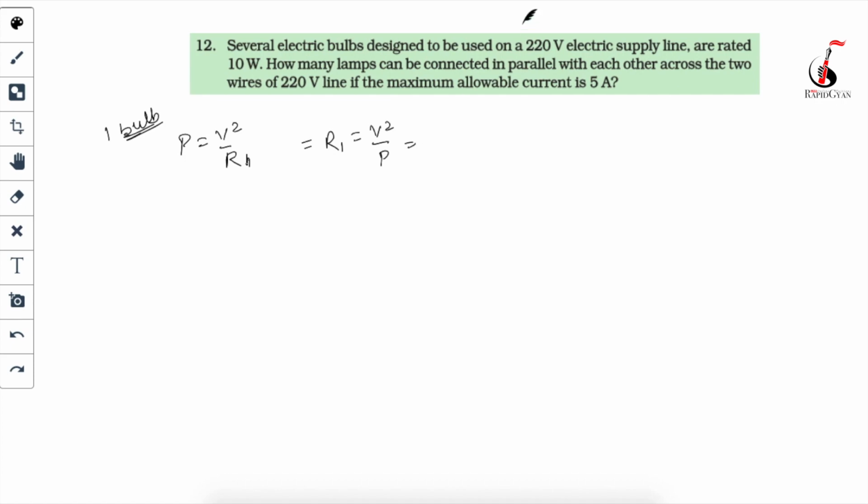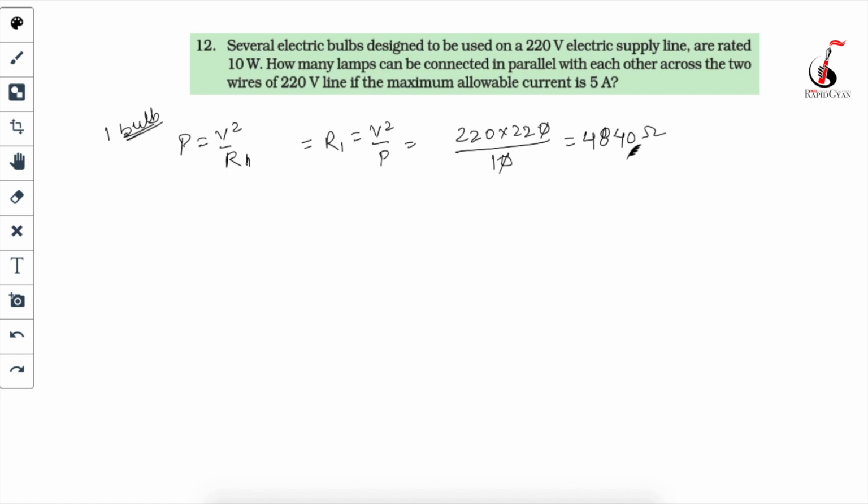What is your V? 220 volt, means 220 times 220 divided by your P. P is your 10 watt. So this will be cancelled out, and I will get 4840 ohm resistance. So now the resistance of one bulb is 4840. So now your question becomes exactly the same as your previous one.